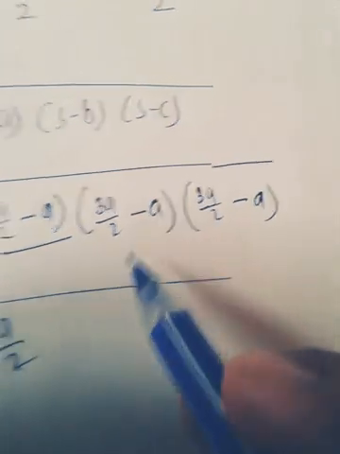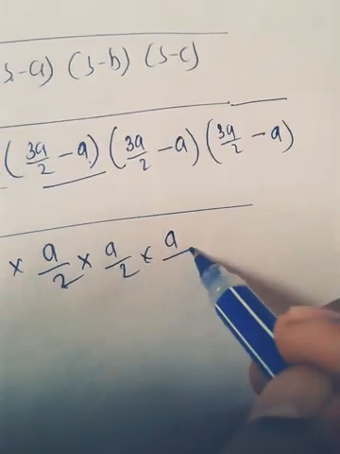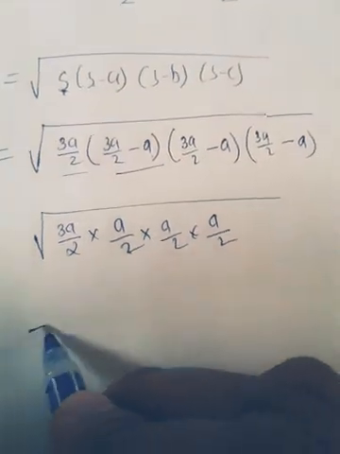So again 3A by 2 minus A, that also will be A by 2, no? So we reached here. Now just see.